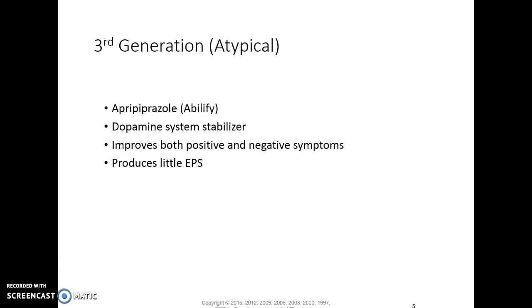Then your third generation, I only listed one. It's also known as an atypical. I only listed the Abilify. That's the one that you're going to see the most, and that's the one that we're going to focus on when we get into mental health. This is a dopamine system stabilizer. I used to refer to this as a magic drug. It actually goes in and determines, do I need less dopamine or more dopamine, and it can work that way. It's pretty cool. It improves both positive and negative symptoms, and it also improves cognitive function. It's the only one that's listed as that, and it produces very little EPS. So this is what you need to know about that.